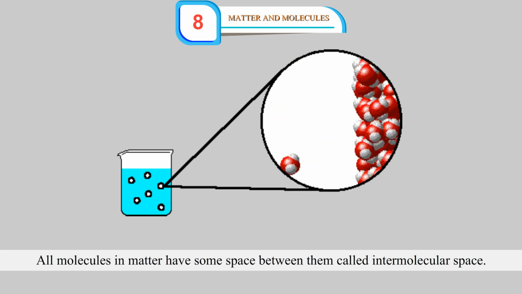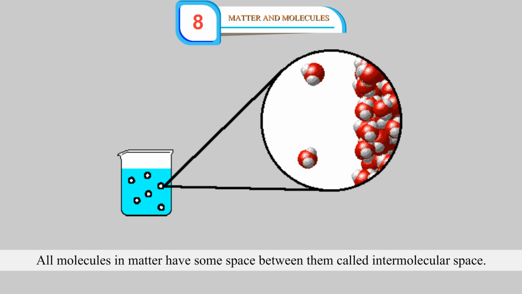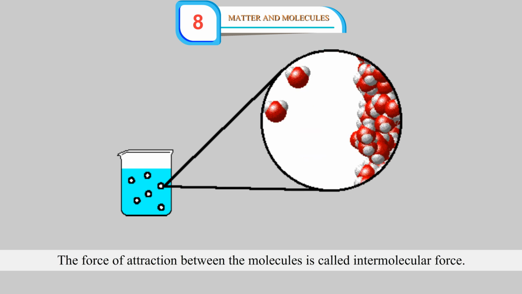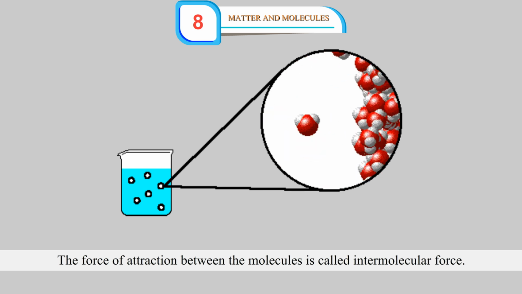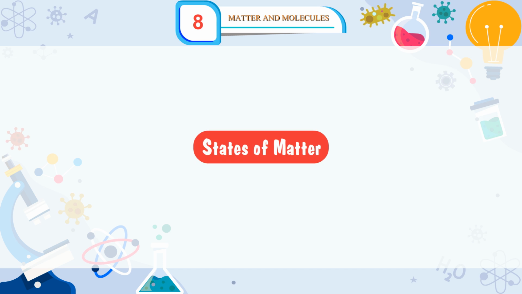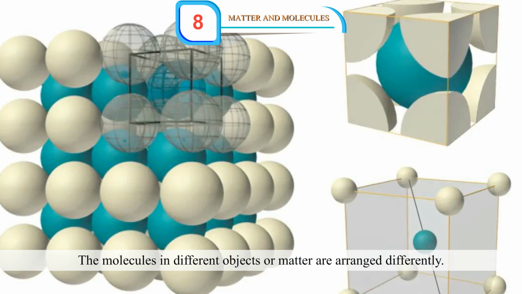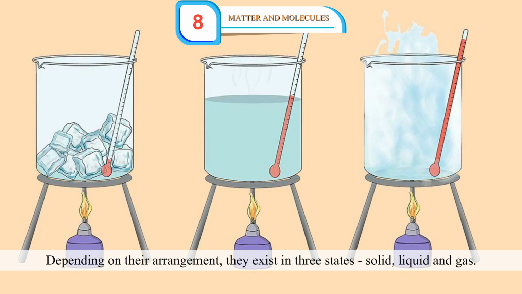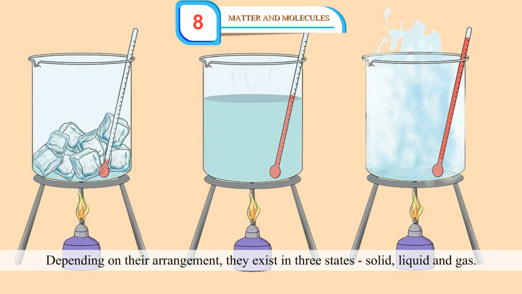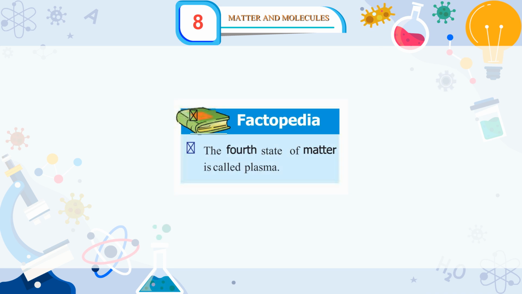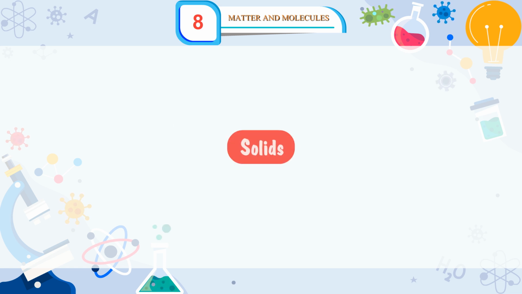All molecules in matter have some space between them called intermolecular space. The force of attraction between the molecules is called intermolecular force. States of matter. The molecules in different objects or matter are arranged differently. Depending on their arrangement, they exist in three states: solid, liquid, and gas. Factopedia. The fourth state of matter is called plasma.